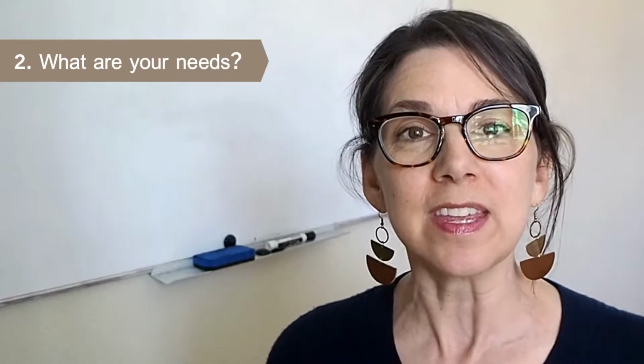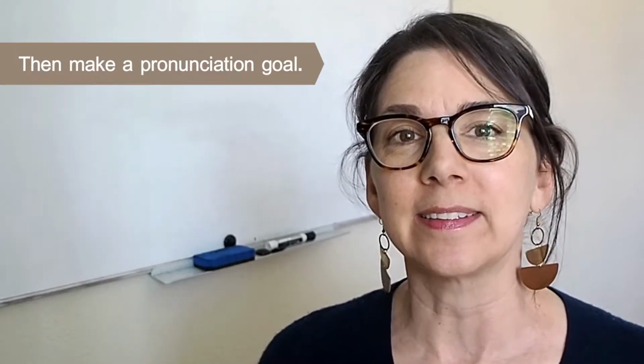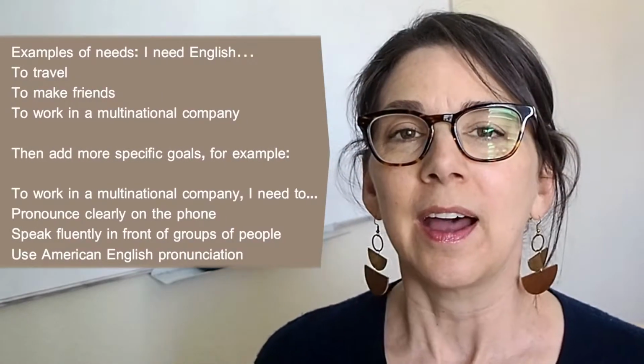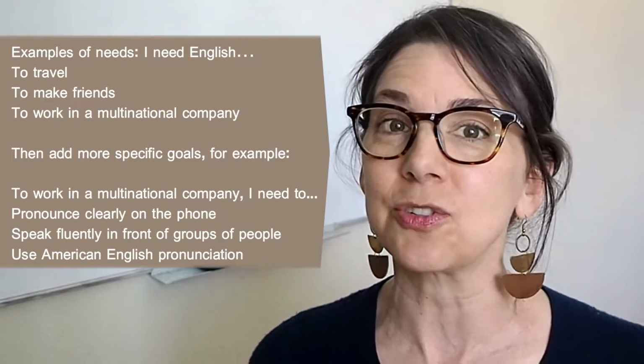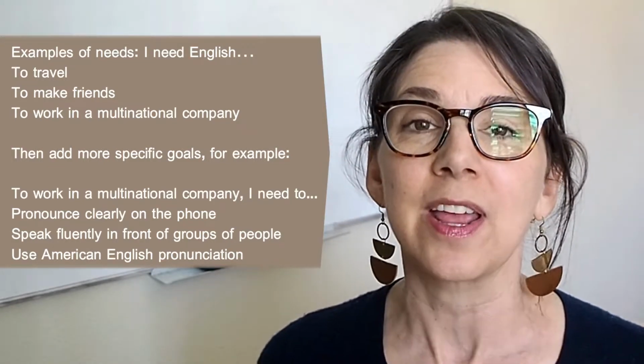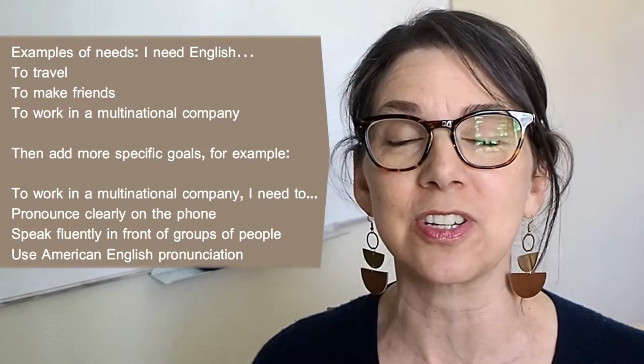So the second thing I tell my students is that they should think about their needs and then have a goal for their English accent or pronunciation. And that's going to depend on many different factors. I'll talk about this in more detail in another video soon. But they need to think about why they're learning English, what kind of situations they're going to use their English, and then think of a goal that they have for their own pronunciation and then work on getting there.